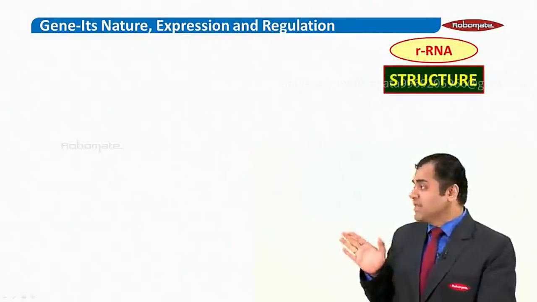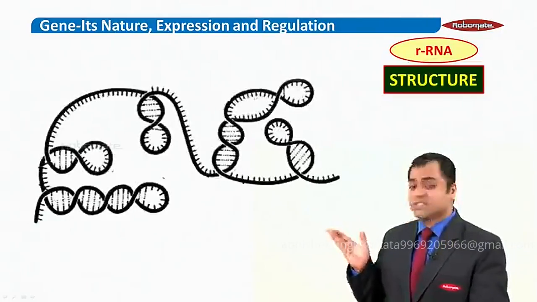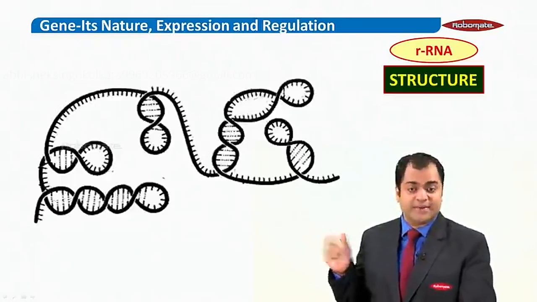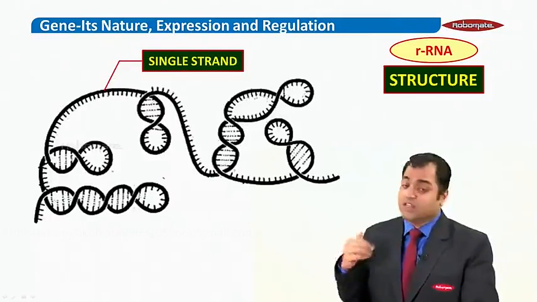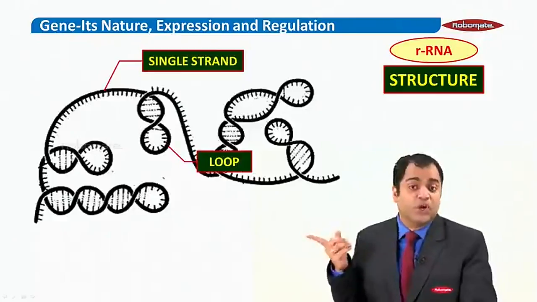Yes? Now what you see here is a structure of rRNA, right? Look at this wonderful molecule. See how folded this molecule is, right? Yes? At some places you can see it is single-stranded because it is not folded. But wherever it folds, it basically forms a loop.